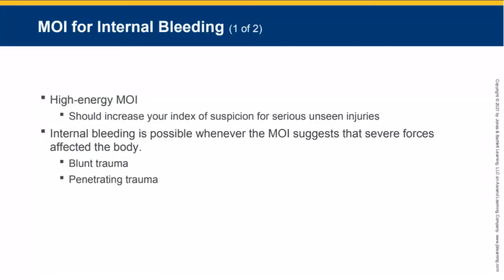Now, high energy MOI. A high energy MOI should increase your index of suspicion for serious unseen injuries. The index of suspicion is what you consider to be the worst possible injury that the patient can get from the mechanism of injury. Internal bleeding is possible whenever the MOI suggests that severe forces affected the body, and that can be blunt trauma or penetrating trauma.